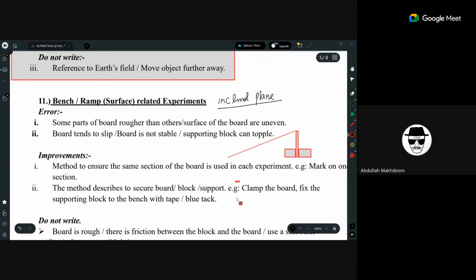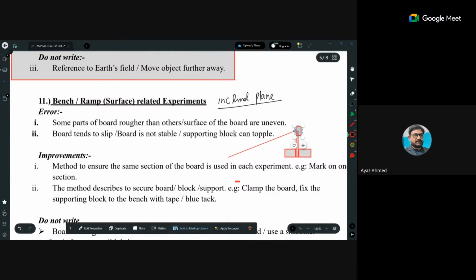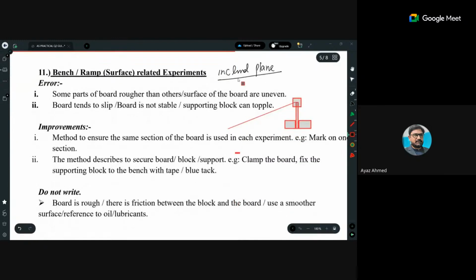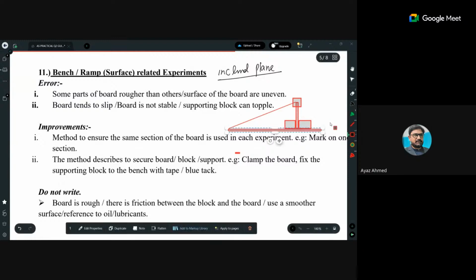ठीक है? Clamp the board. There is another method, that you can clamp it from here. Is it clear? Clamp the board, secure the board. ठीक है? And fix the supporting block to the bench with tape or blue tack or something like that. So I told you that we can make it simple. यानी actually आपने यहाँ पे नहीं लगाना. You can make it here and you can place it here with the bench. ठीक है?